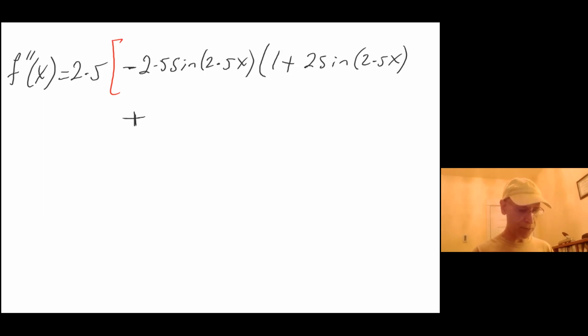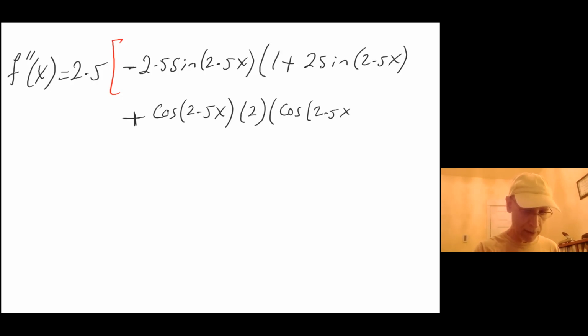okay, the first one untouched, so cosine of 2.5x untouched times the derivative of the second one. Derivative of 1 is 0, derivative of 2 sine of 2.5x, so here it's going to be my 2. Derivative of sine is cosine, cosine of 2.5x times the derivative of inside, which is 2.5. Okay, let me close the bracket.